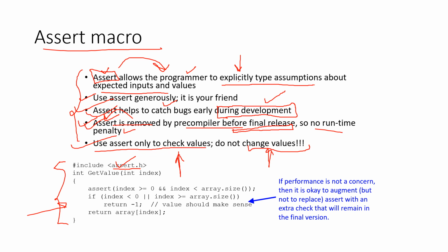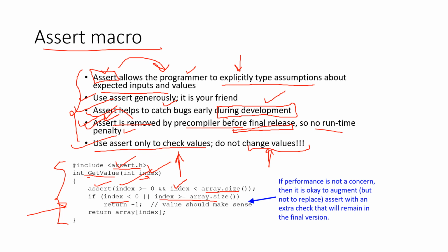Then int get value. We have declared a function here, and inside it an index. What is index? Index is nothing but an integer data type. Then here we are defining assert. Inside it, the index value should be greater than or equal to 0, and it should be less than the array size. Next comes the if condition, where either this condition is satisfied or that one.